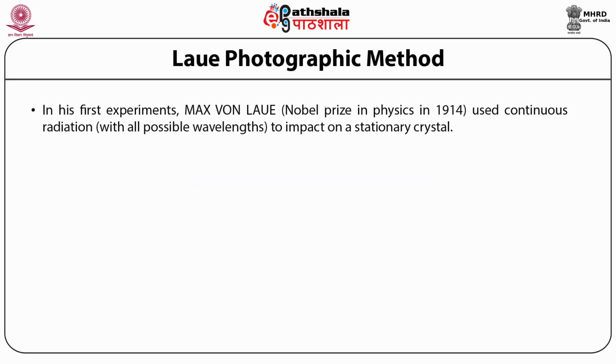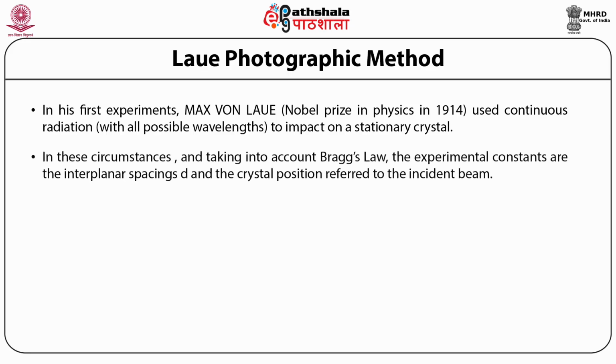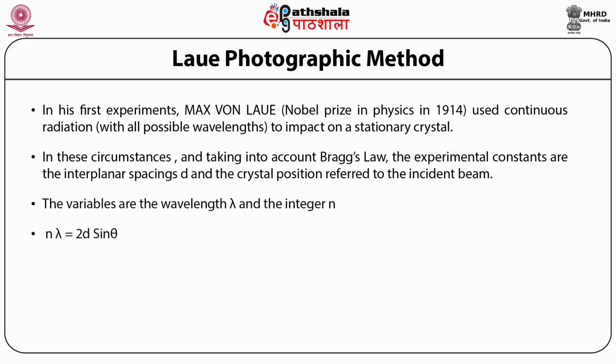In his first experiment, Max von Laue, who won the Nobel Prize in 1914, used continuous radiation with all possible wavelengths to impact on a stationary crystal. With this procedure, the crystal generates a set of diffracted beams that show the internal symmetry of the crystal. In these circumstances, and taking into account Bragg's law, the experimental constants are the interplanar spacing d and the crystal position referred to the incident beam. The variables are the wavelength lambda and the integer n. n lambda is equal to 2d sin theta.